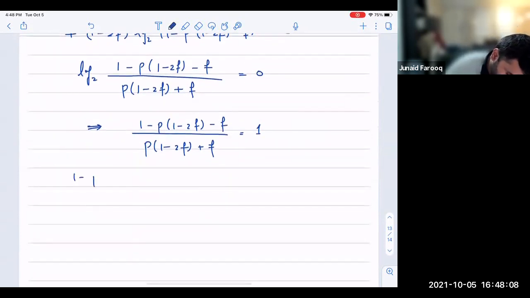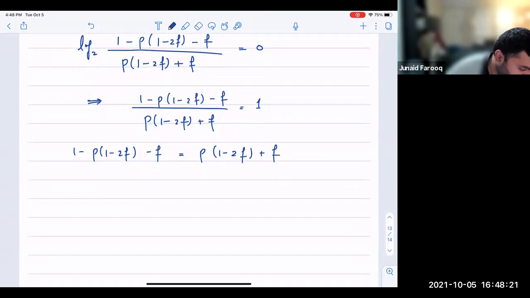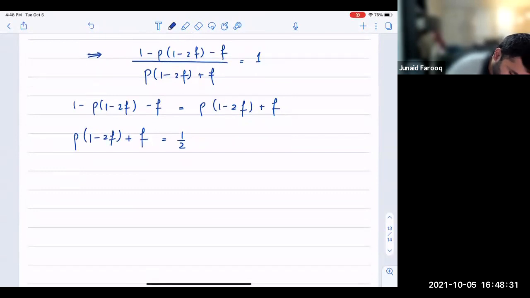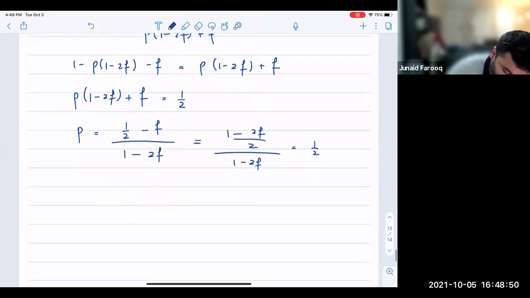So if you cross multiply, it should be equal to p(1 - 2f) + f. Okay, so you get p times (1 - 2f) + f equals 1/2. So eventually p is going to be (1/2 - f) over (1 - 2f), okay? Which is going to be equal to (1 - 2f)/2 divided by (1 - 2f). So it's just 1/2. So therefore, your p star is equal to 1/2.